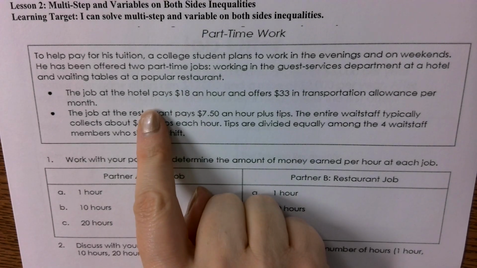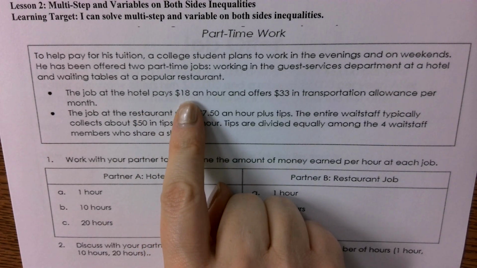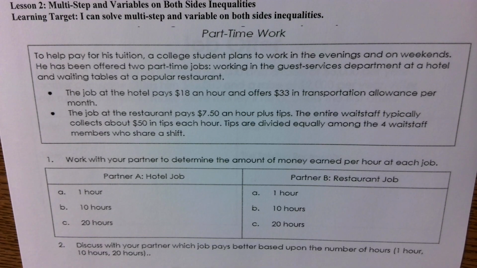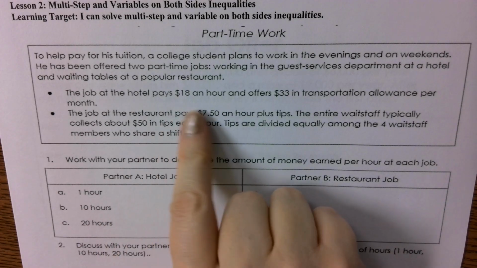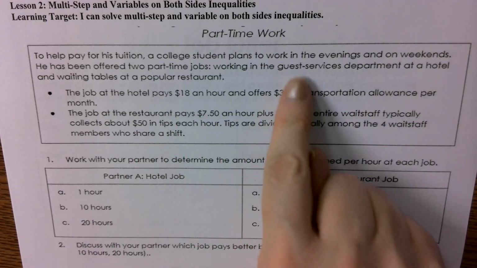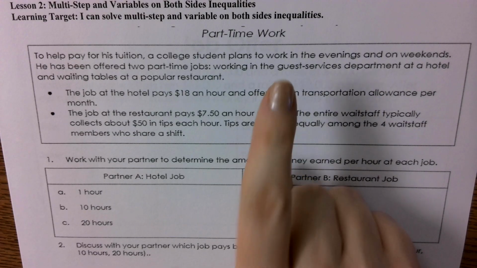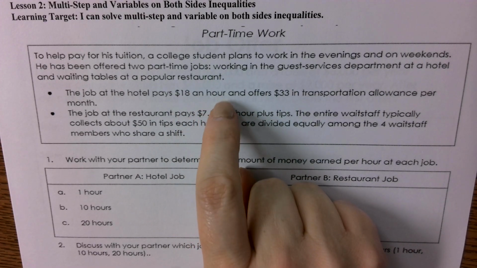For the hotel, it pays him $18 an hour, and then he also gets an additional $35 for just transportation allowance. That's not per hour. That's just for the month. You get paid every single month. Some jobs get paid once a month, some jobs every week, some jobs every 2 weeks. But in this situation, he's getting paid once a month. He gets a $33 payment given to him, and then $18 for every hour that he's actually going to work.